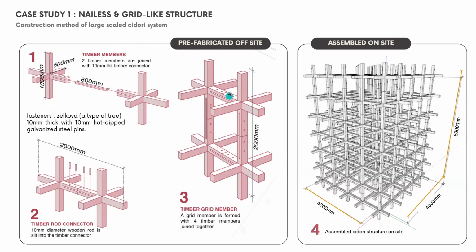This part is prefab offsite. First they join two structural members together with a 10 mm thick timber connector made of Zakova, which is a type of tree. They use this connector to join these two structures together, and after that they join another two on top. A grid member is formed when four timber members are joined together. This is prefab offsite. After that, they assemble each of these grid members on site, and you can see in the end it becomes a whole structure on site.